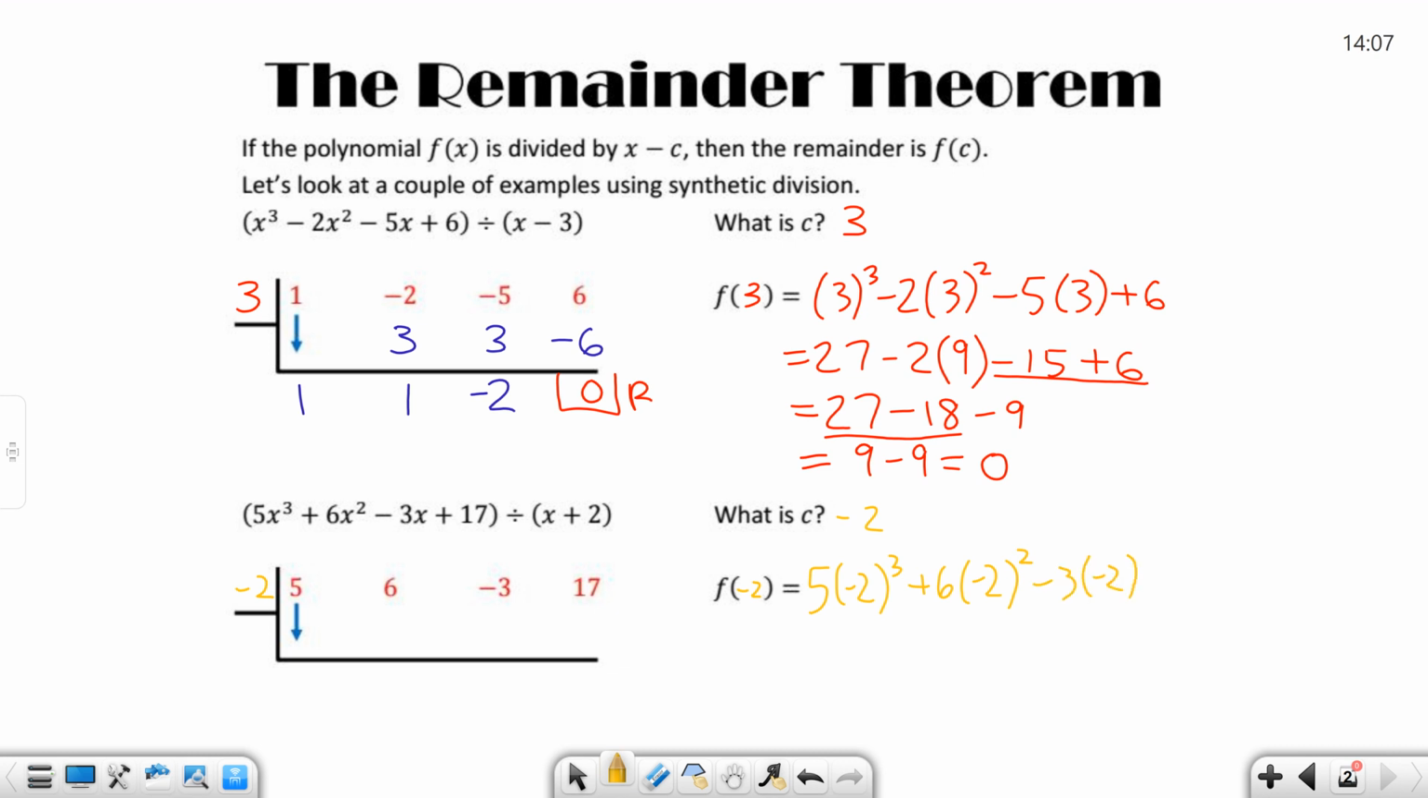And then again, negative 2 in parentheses times. You can use a dot. There's different ways to show that one. It's not being raised to a power. All right. And then plus 17.